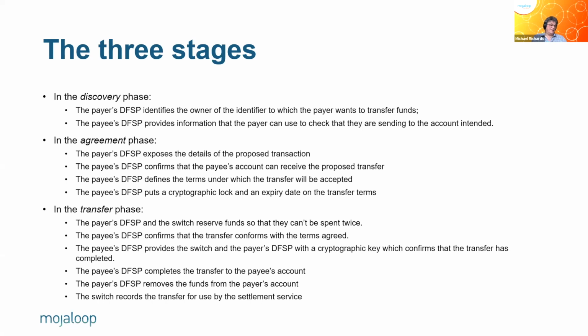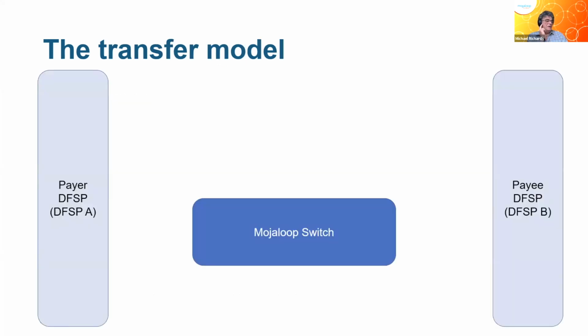In the transfer phase, funds are reserved, so they can't be spent twice. The payee's DFSP confirms that the transfer conforms with the terms agreed, and provides all the other parties with a cryptographic key which they can use to confirm that the transfer has in fact completed. The transfer is completed and the switch records the transfer for use by settlement. So how does that work?